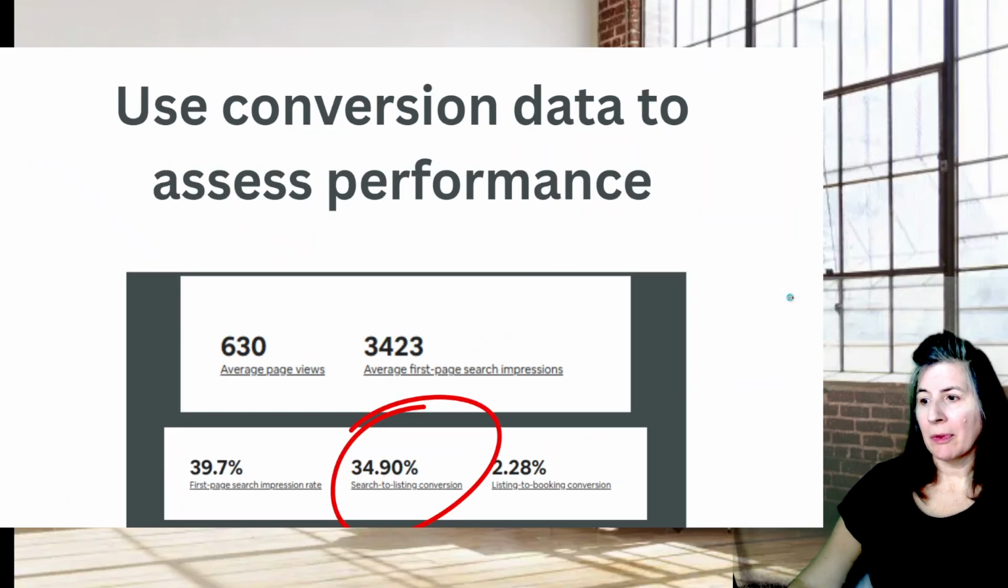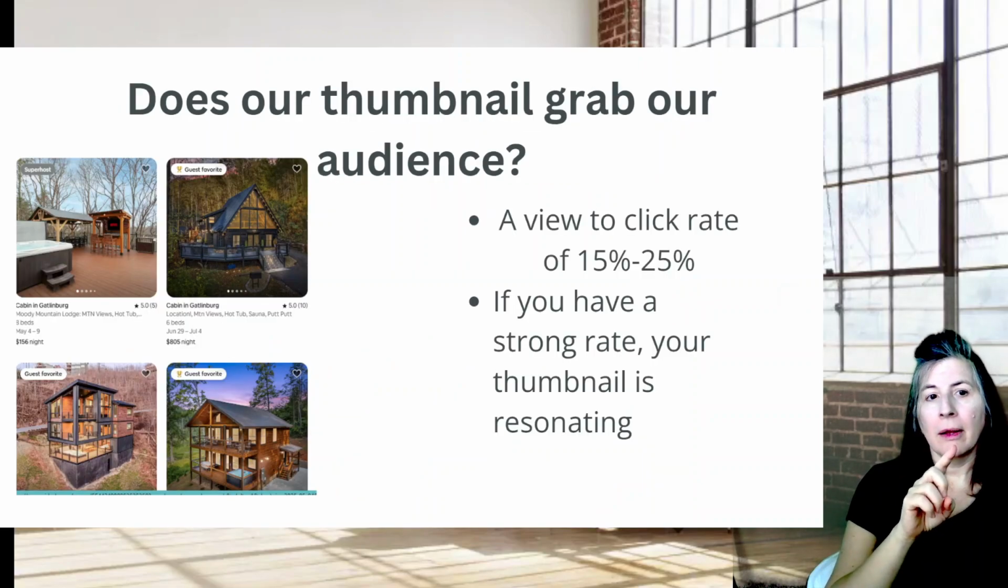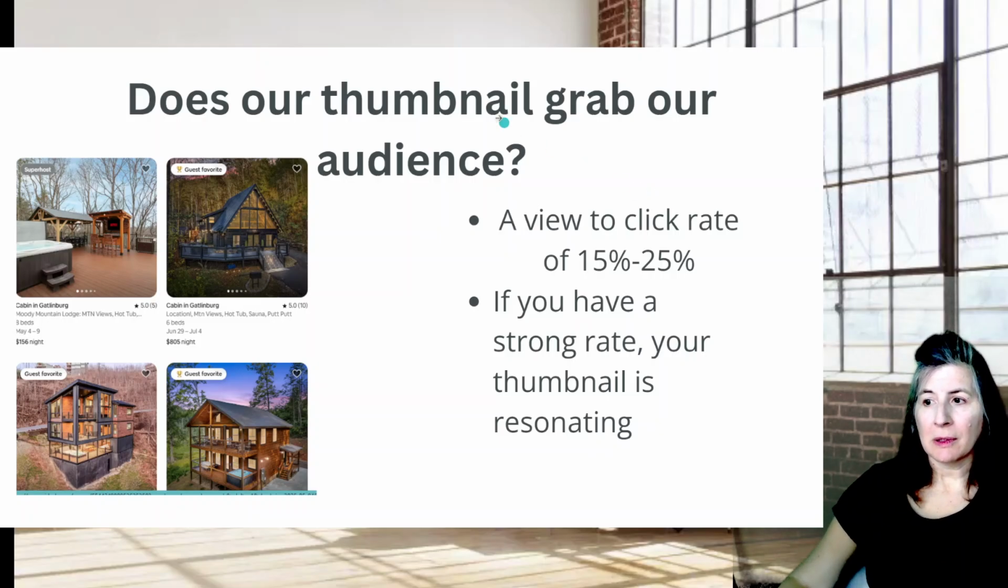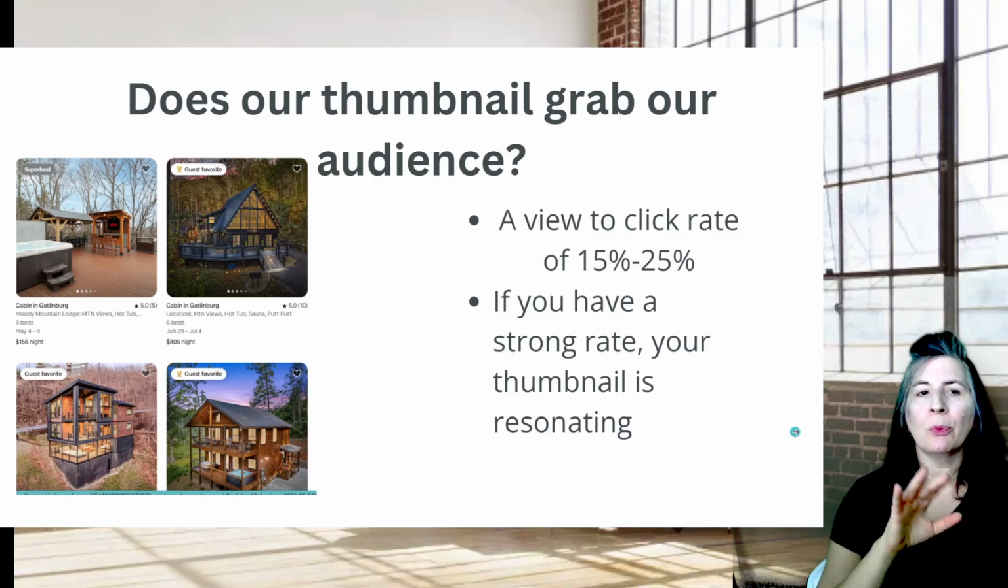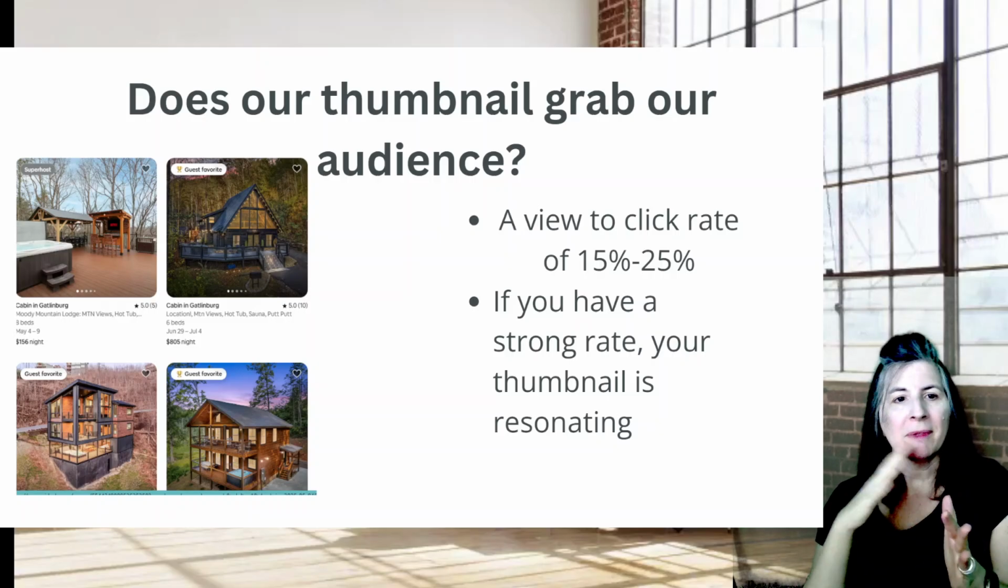So let's talk about the next thing. And this is search to listing conversion. So what that really means is that you showed up in somebody's search results and they clicked, right? And so you really want to see a reasonable, the bar should be somewhere between 15 and 25%.